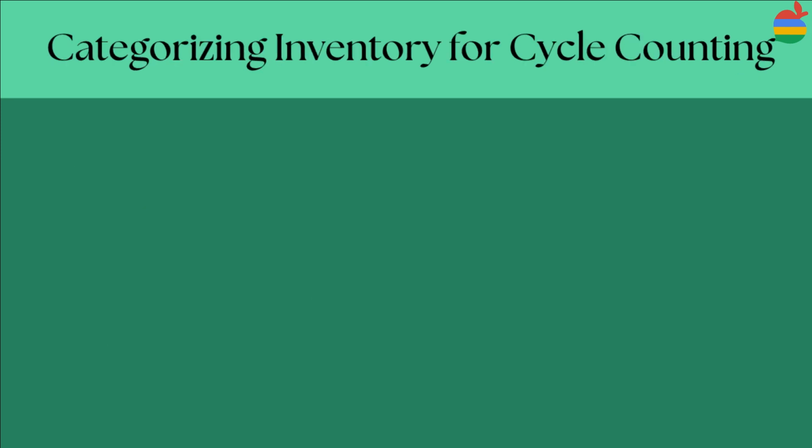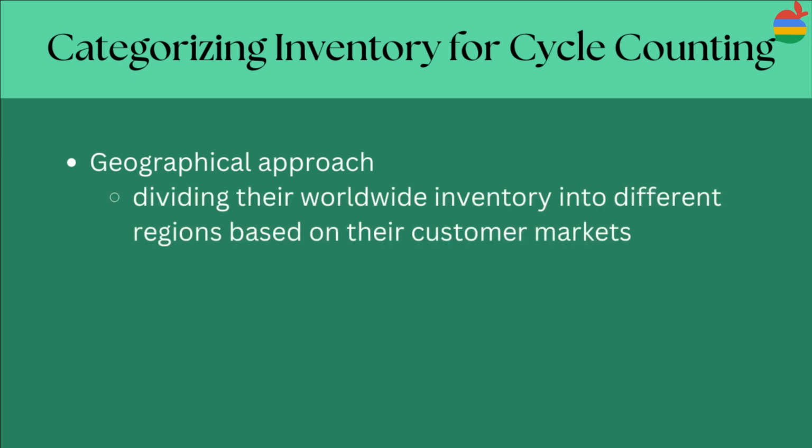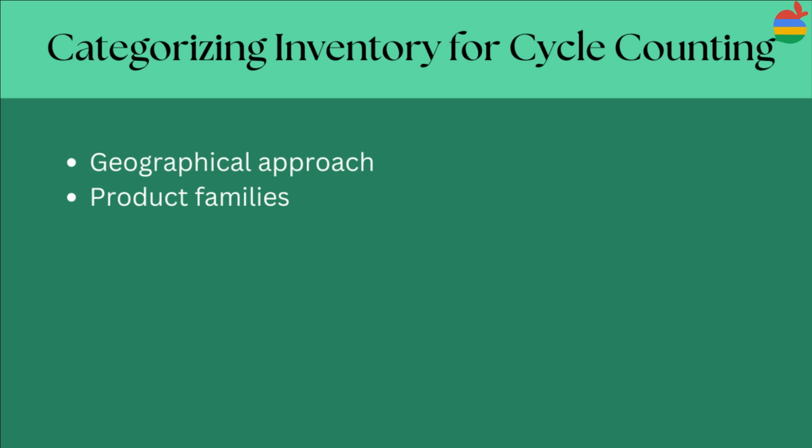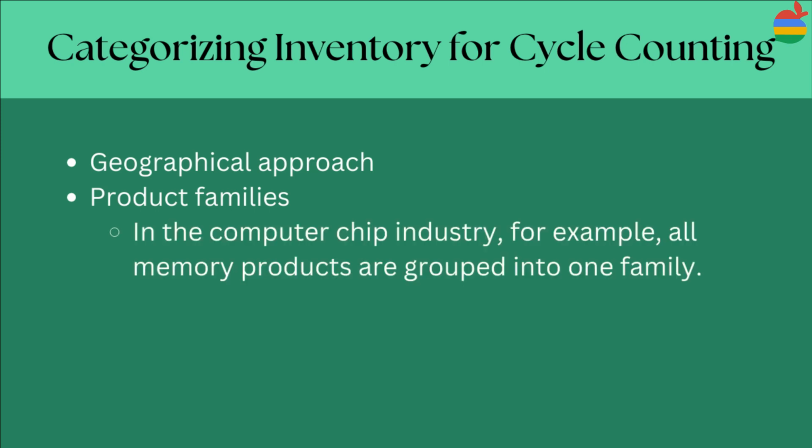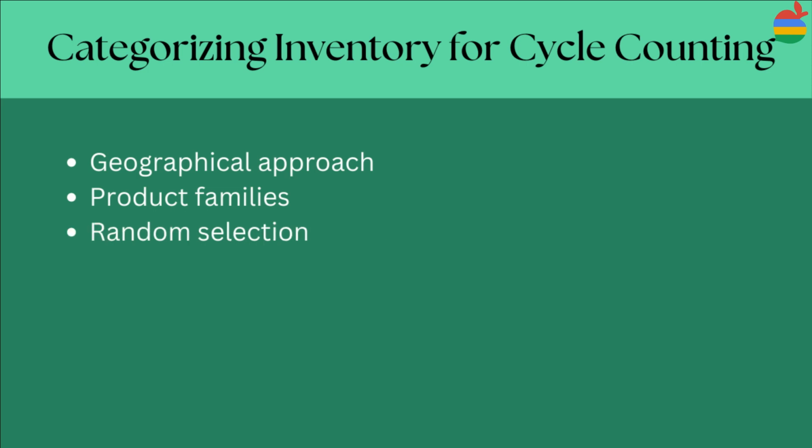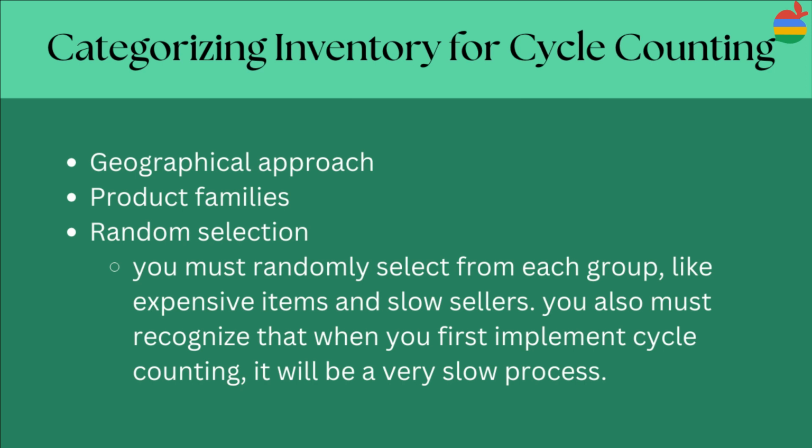You can categorize your inventory in several ways for cycle counting. First, some companies use a geographical approach, dividing their worldwide inventory into different regions based on their customer market. Second, you can organize your inventory into product families. In the computer chips industry, for example, all memory products are grouped into one family. The third approach is to just randomly select the items, but remember that it cannot be totally random. You must randomly select from each group, like expensive items and slow sellers.